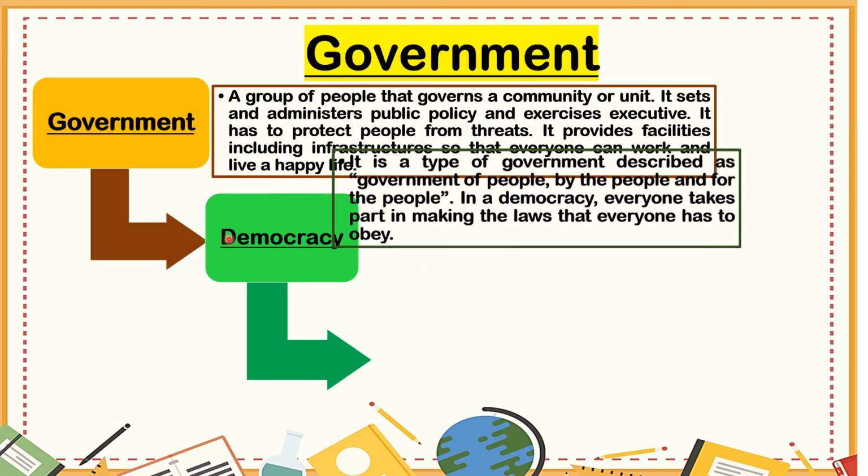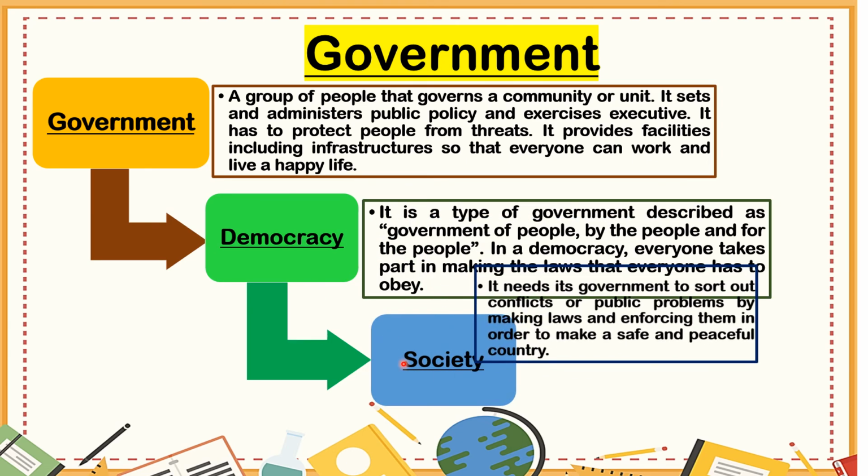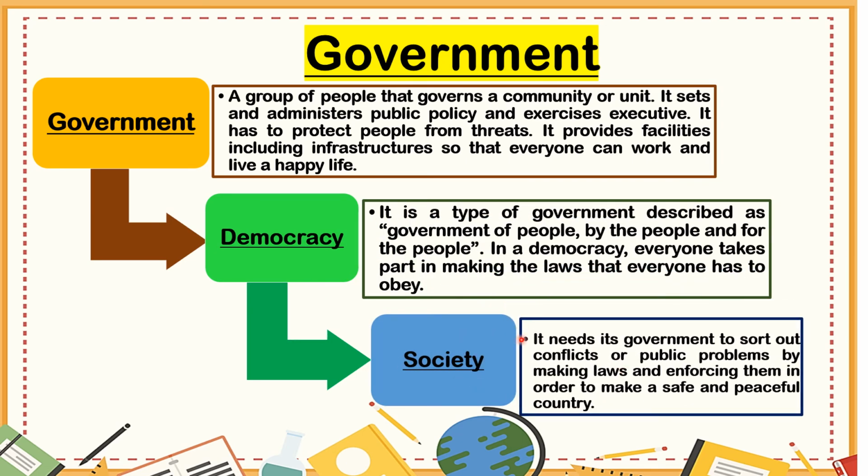Democracy. What is democracy? It is a type of government described as government of the people, by the people, and for the people. In a democracy, everyone takes part in making the laws and everyone has to obey. The third one is society. What is a society? It needs its government to sort out conflicts or public problems by making laws and enforcing them in order to make a safe and peaceful country.